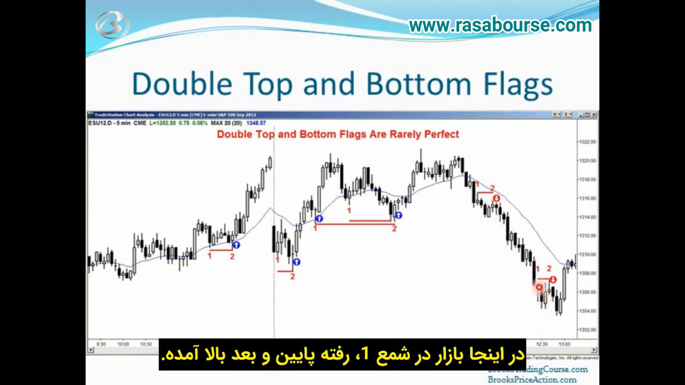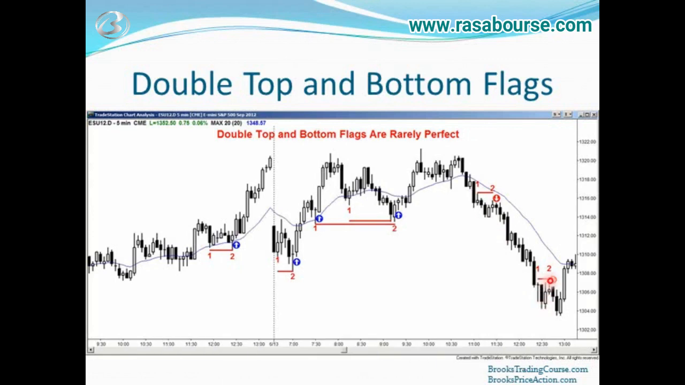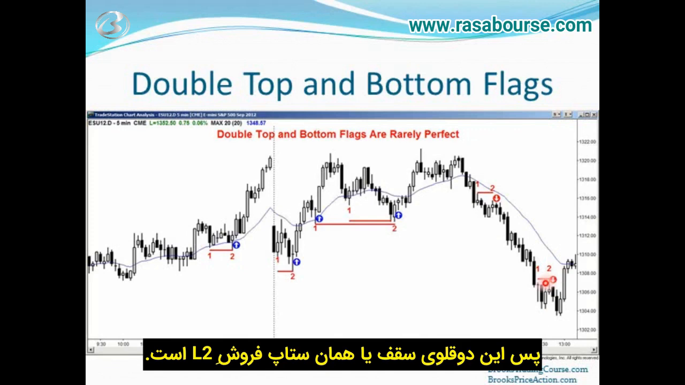Here, the market went down on bar 1 and then up on bar 1. And then it went down here and then up again here. So it's a double top. It's a low 2 short.